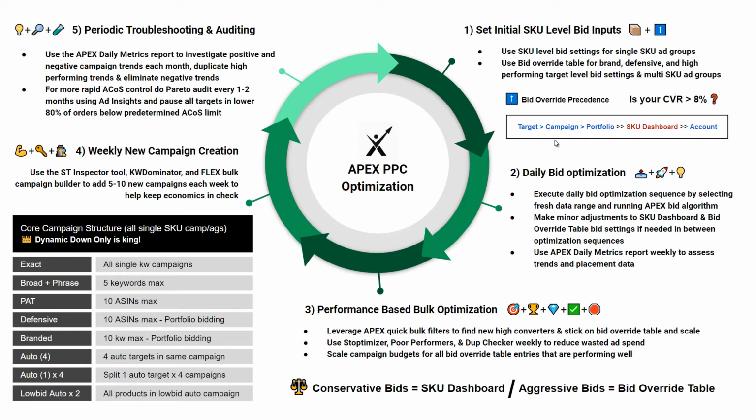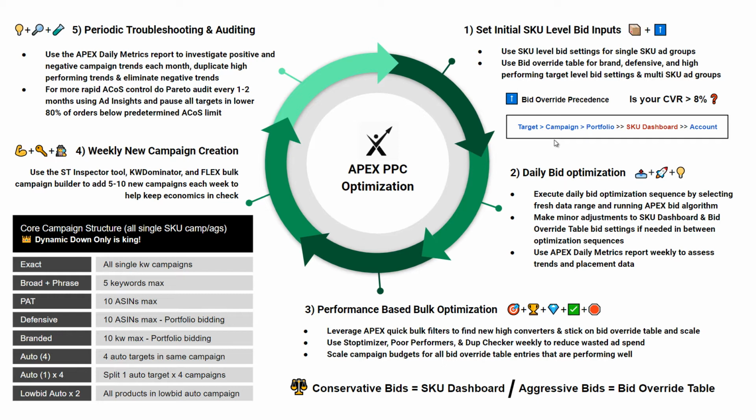And also looking for positive trends and trying to duplicate more of that and eliminate more of the negative trends. Just a really good concept and thing you can implement. As well as doing a Pareto analysis. We recommend doing this either monthly or every 2 months, just to assess the targets in the lower 80% that aren't really performing well. You can just do a bulk pause on those, and usually see significant ACoS improvements month over month if you're using this strategy.